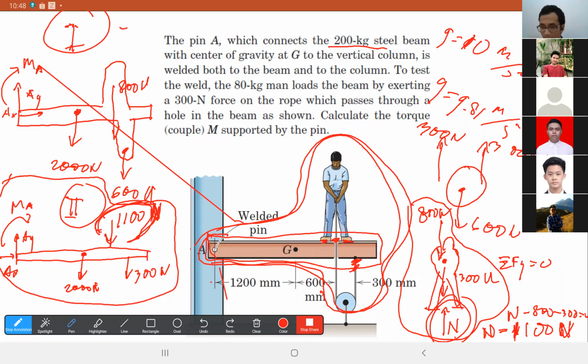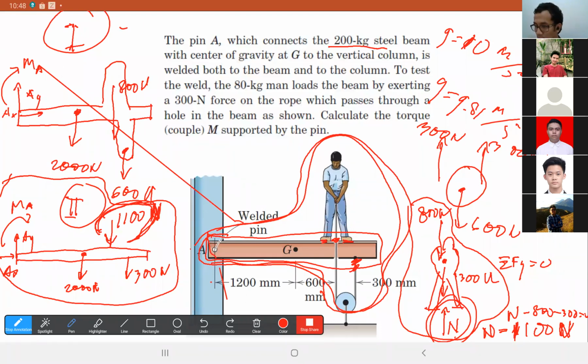So, sir, the result will be exactly the same. We can use diagram 1 or diagram 2. Yes, correct. So moment at A, AY, AX for free body diagram 1 and free body diagram 2, the results will be exactly the same.